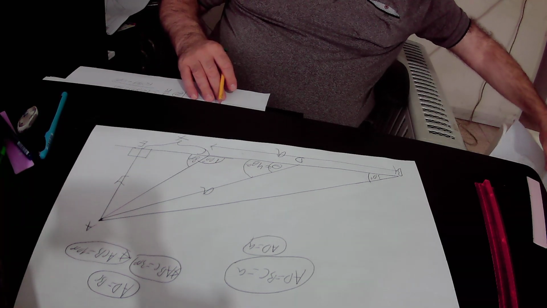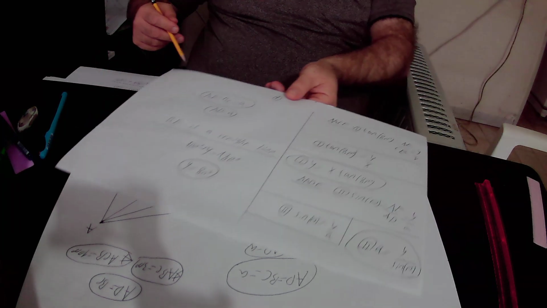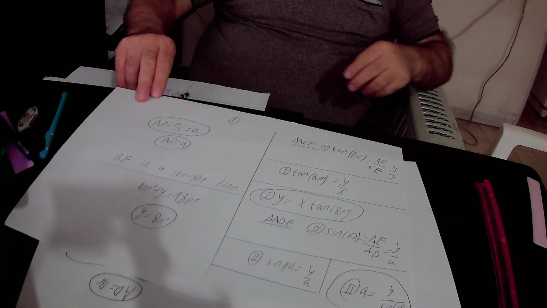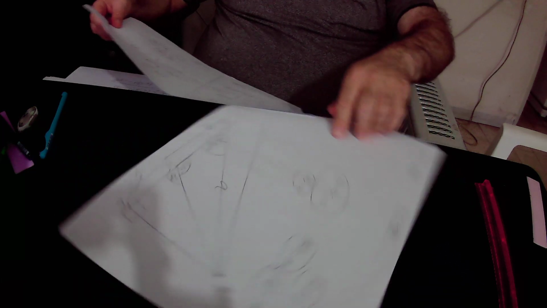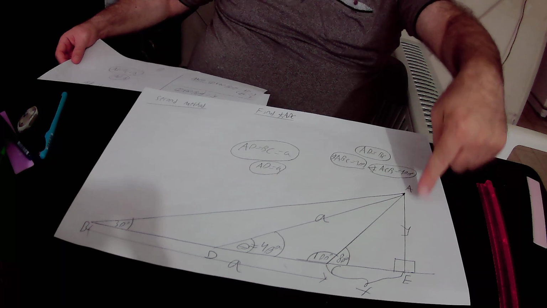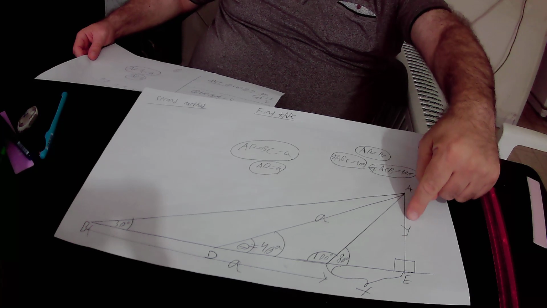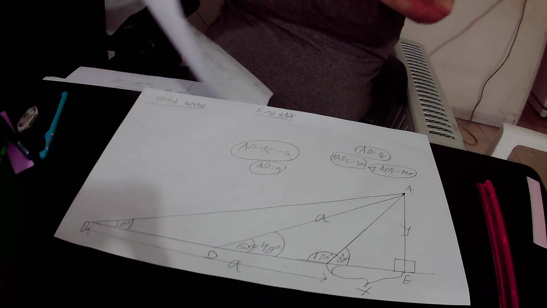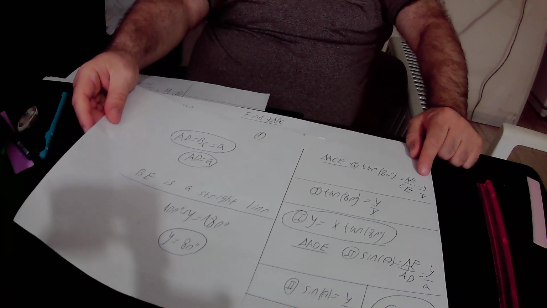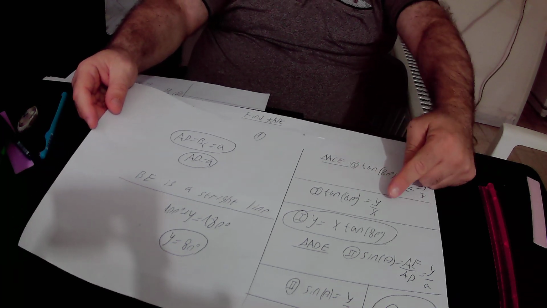Then we focused on the right triangle, triangle ACE. In this right triangle, tangent 80 degrees equals AE over CE. We know that AE equals Y and CE equals X. So tangent 80 degrees equals Y over X.